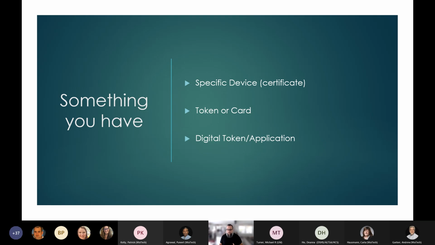We see this a lot in the enterprise, where a certificate is put on your laptop specifically. So you logging in from your laptop makes that two-factor piece. It's something you know and something you have. Another good example is tokens or cards. So it could be key fobs. There we go, something like that, that has little numbers that rotate on it.